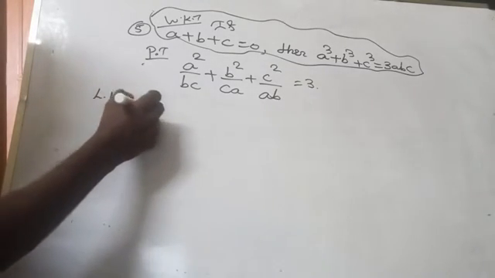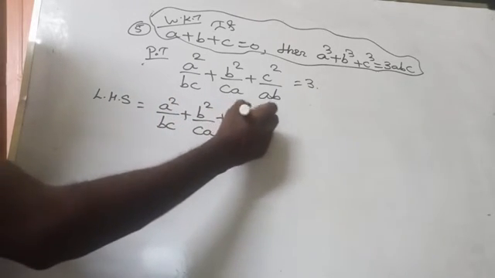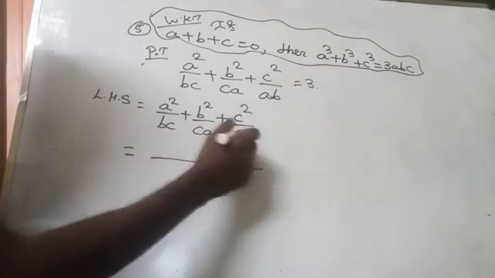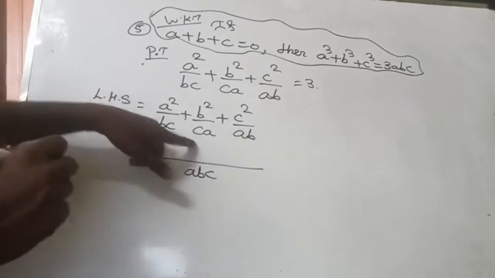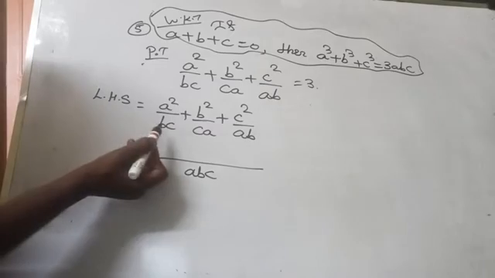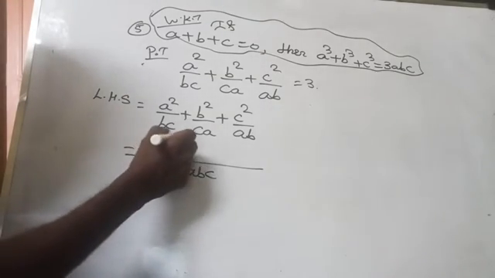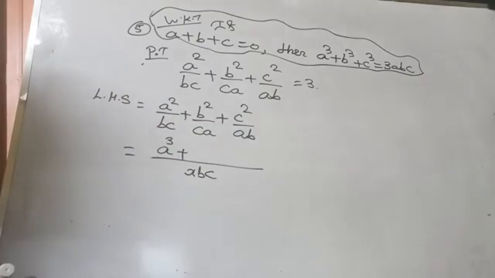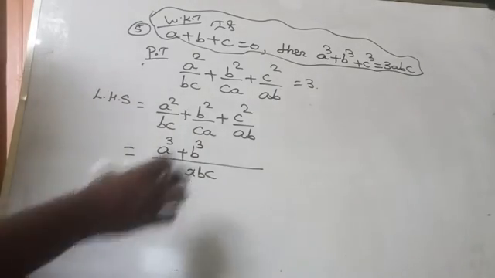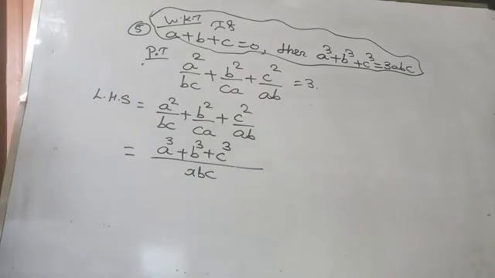The left hand side is A square by BC plus B square by CA plus C square by AB. Now take the LCM of BC, CA, AB, which is ABC here. Now here what should be multiplied to get the denominator ABC? Here A should be multiplied. So A into A square is nothing but A cube. Here B should be multiplied, so B square into B is nothing but B cube. Here C should be multiplied, then C square into C is C cube here. Am I right?